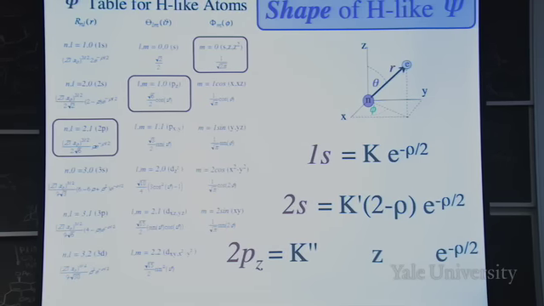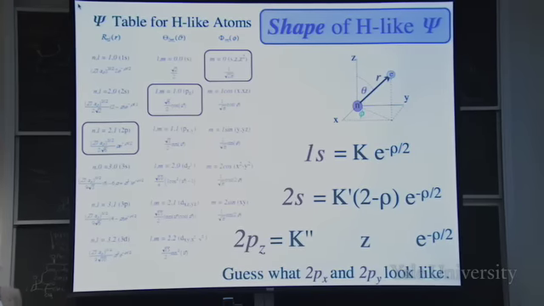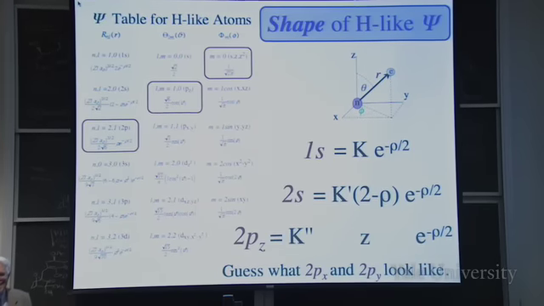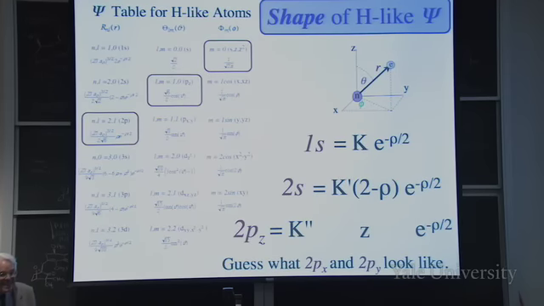That's the 2pz orbital. Now, can you guess what the 2px and the 2py look like? Can somebody guess the 2py? Josh? If you replace x with... Replace what? Replace z with x. Replace z with x, you get the 2px orbital. Replace z with y, you get the 2py orbital. Pretty straightforward functions.